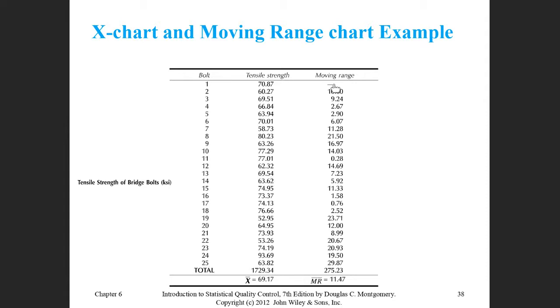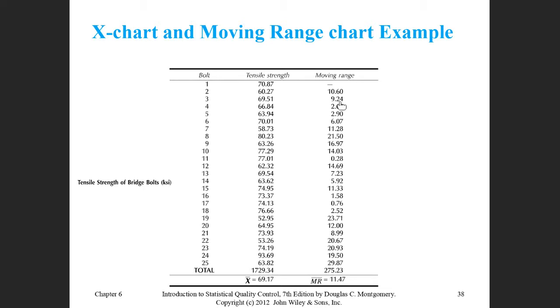How do we calculate this column, the moving range? You subtract the values of the tensile strength. Always the first one will be empty because you cannot do a subtraction for the first one. You start with the second reading. For the second reading, the moving range is 70.87 minus 60.27, and you will get 10.6. So the subtraction between the previous reading and the current reading gives you the moving range. That's why we don't have one for the first reading, so we always start with the second reading.